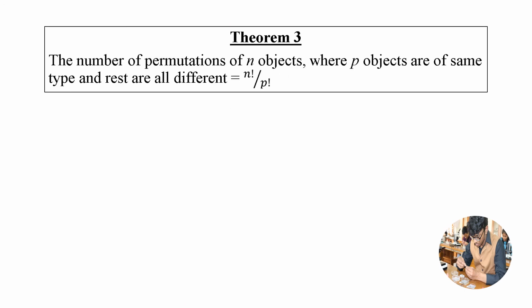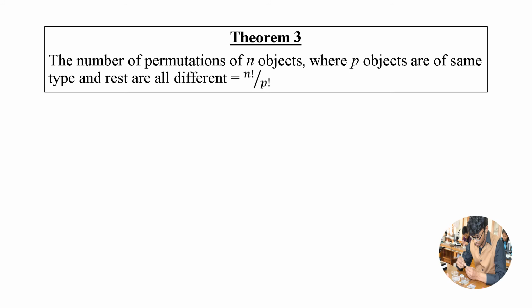Now to move on, another theorem based on the explanation that I gave you right now: the number of permutations of n objects, where p objects are of the same type and the rest are all different, is given by n factorial divided by p factorial.